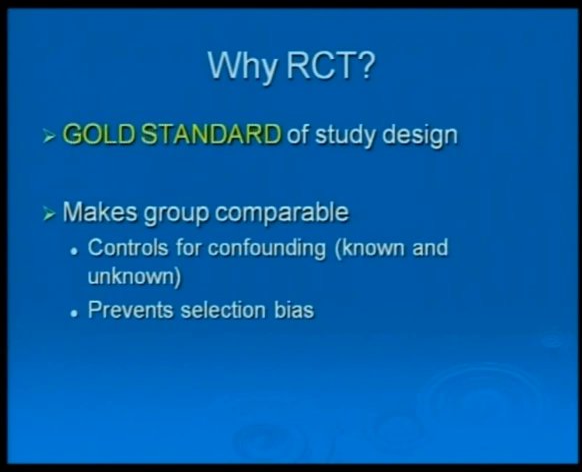And why is it the gold standard? Because it makes the groups comparable, because we are taking care of the confounding variables. Suppose we are trying to look for the effect of tranexamic acid in TKA. So we will make both groups comparable in terms of age, sex, BMI, and everything. And we'll look at just one variable that is left, that is the tranexamic acid effect on TKA. So we'll look at the bleeding or hemoglobin drop in those patients. So that's why these groups are comparable, and it prevents selection bias.